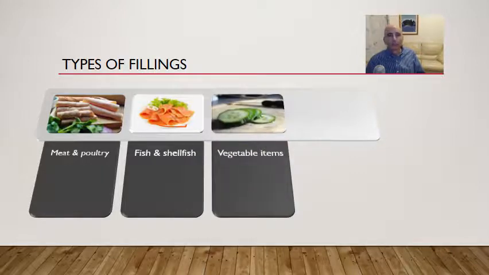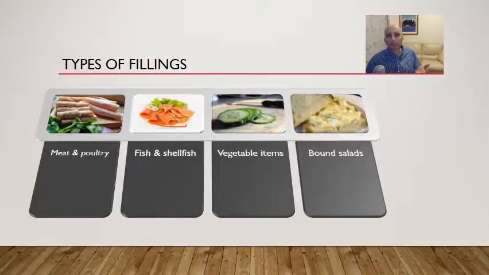Next, we have vegetable items. Sliced cucumber, tomato, strips of carrot. There's so many different options here. And bound salads. Now, an egg salad is amazing on a sandwich. It could be a potato salad. It could be a Caesar salad that you actually put into your sandwich.